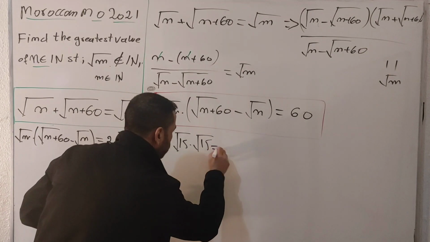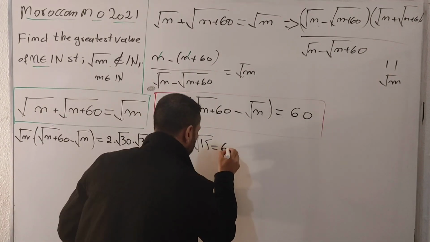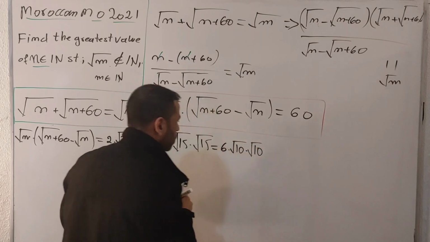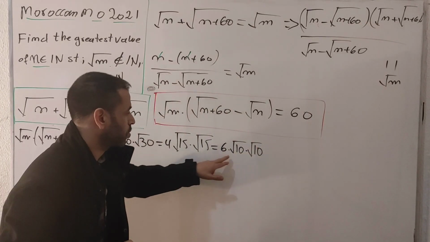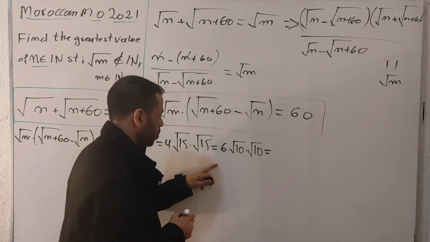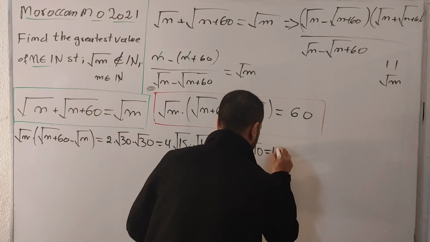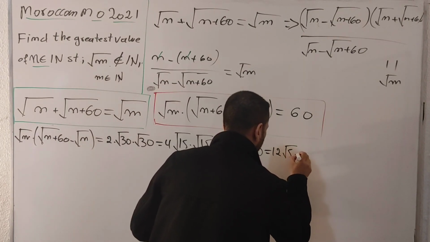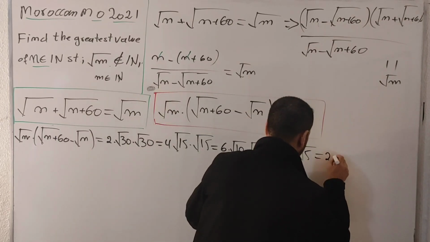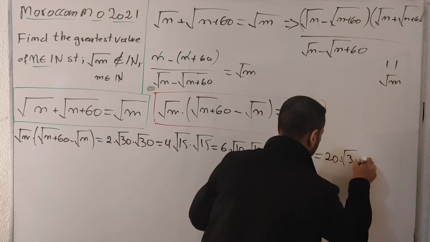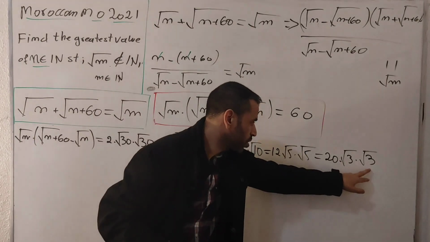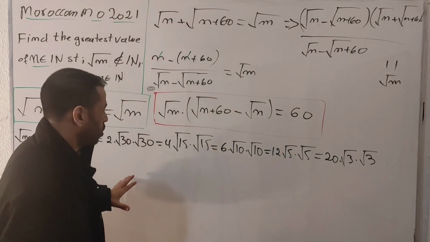I can also rewrite it as 6 multiplied by square root of 10 multiplied by square root of 10, because 10 multiplied by 6 gives us 60. I can also rewrite it as 12 multiplied by square root of 5 multiplied by square root of 5. And also as 20 multiplied by square root of 3 multiplied by square root of 3. Square root of 3 multiplied by square root of 3 is 3, and 3 multiplied by 20 gives us 60.